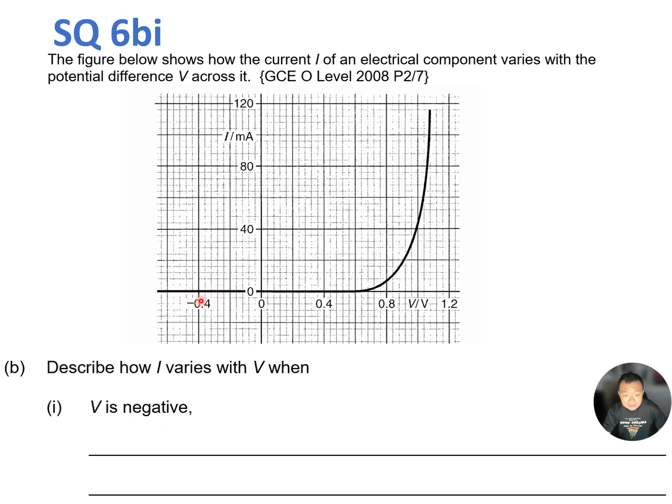So over here, you can see that the line is at 0 ampere. So just write current has a constant value at 0. For some diodes, the value here is not 0, but it's a super small value.